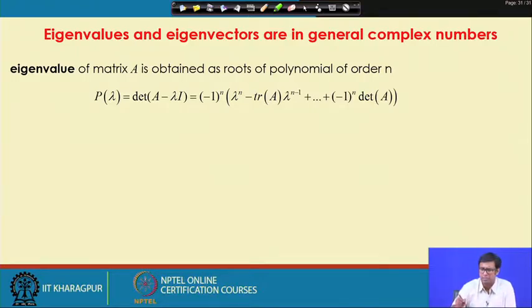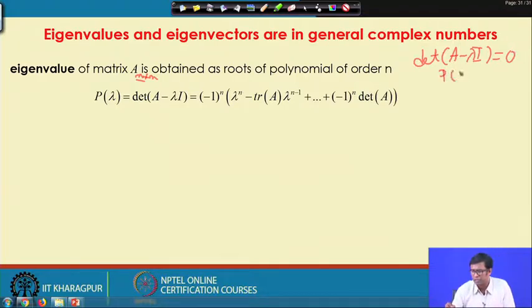If A is n into n, then this is a polynomial of order n, and it is obtained as determinant of A minus lambda I equal to 0, which will be a polynomial equation in lambda. If we write down the equation, this will be lambda to the power n minus trace of A lambda to the power n minus 1, up to minus 1 to the power n determinant of A.